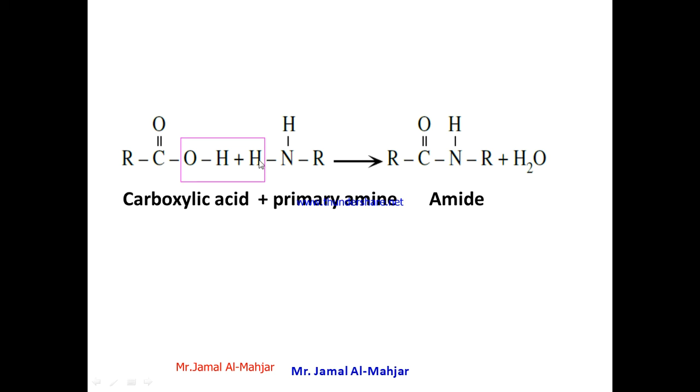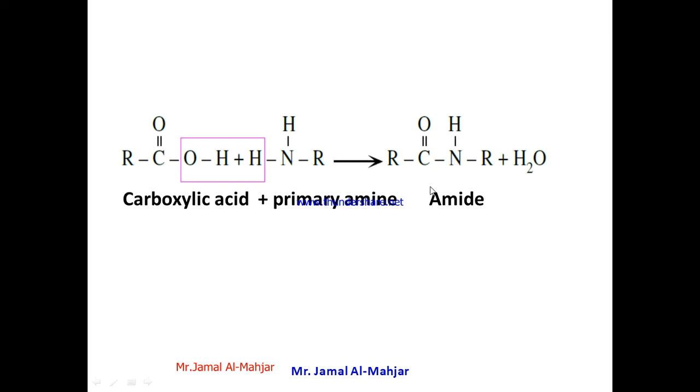Now, in the reaction between OH and H, you have to remove OH from the acid and H from the amine. In this case, they are removed as H2O. What remains here? RC double bond O, and from this side, NHR. You have to join the compounds from the same place that you cut. Here you cut from here and from here, and you have to join them. This is RC double bond O NHR. So this is the amide.